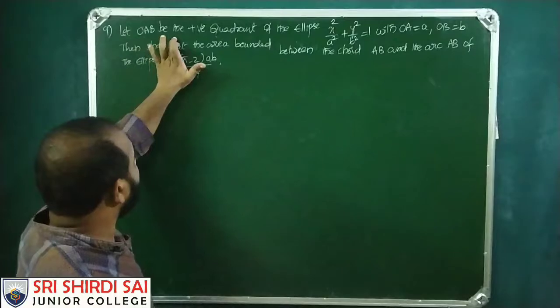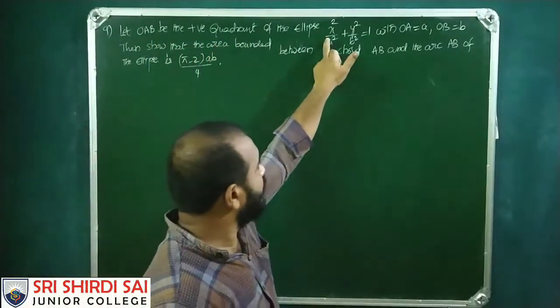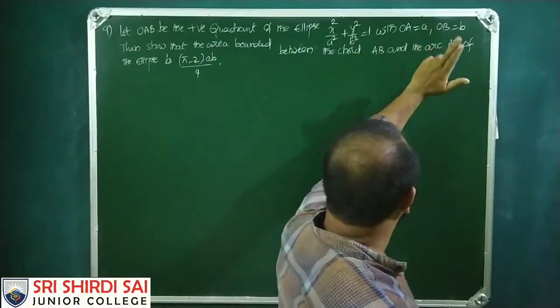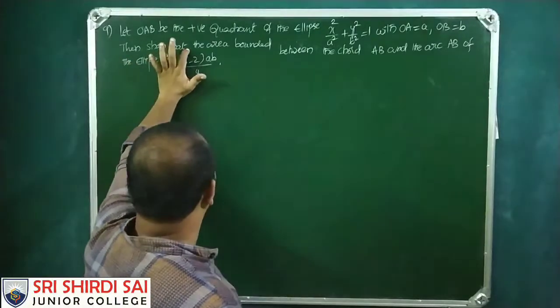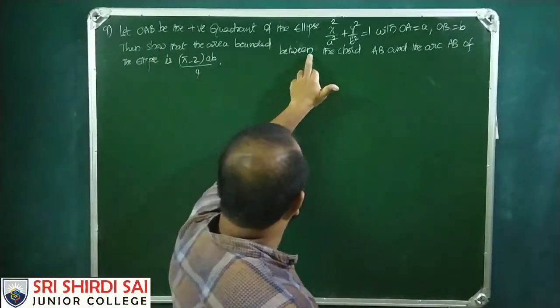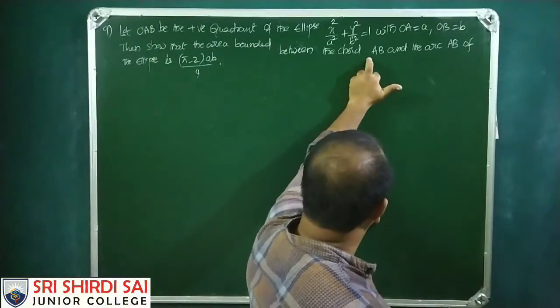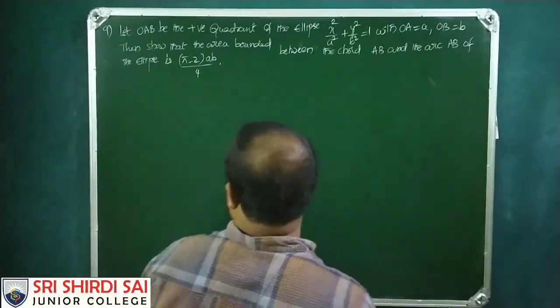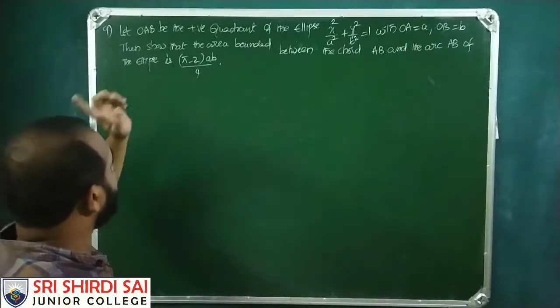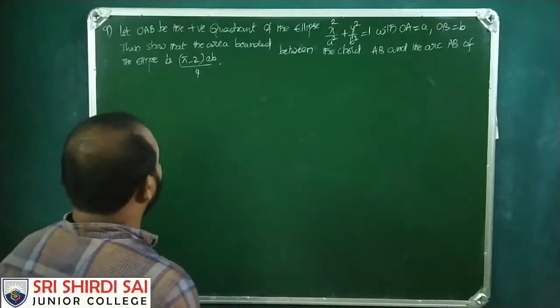Let OAB be the positive quadrant of the ellipse, with OA equal to a and OB equal to b. Then show that the area bounded between the chord AB and the arc AB of the ellipse is (pi minus 2) times ab by 4.